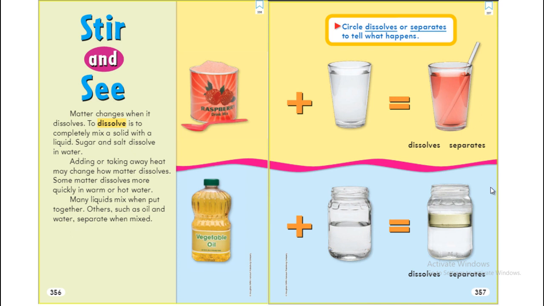Okay? So look at the first picture. This is a drink mix with raspberry flavor. They're going to mix it with the water. What will they have eventually? Some juice. So do you think this dissolves or separates? Dissolves, excellent. Circle this word, dissolve. How about when you mix oil with water? Are they going to dissolve? Look at the picture. Look at the result. Did they dissolve or separate? So circle separate, excellent.